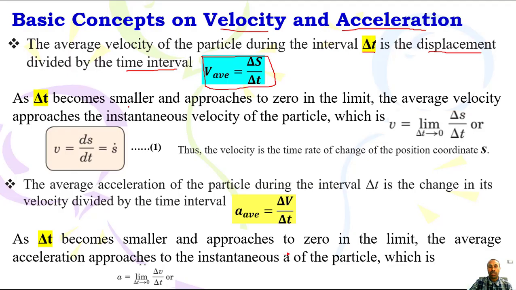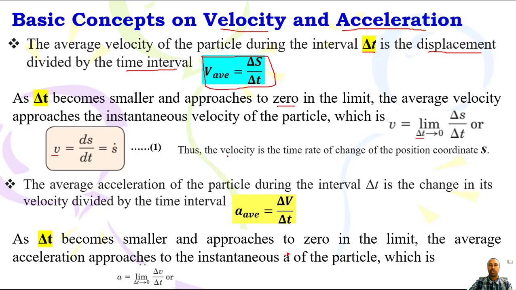As delta t becomes smaller and approaches zero in the limit, the average velocity approaches the instantaneous velocity of a particle, which is given by v equal to the limit as delta t approaches zero of delta s divided by delta t, or ds over dt, which is s dot, the rate of change of distance with respect to time. Or you can say the derivative, or the slope or gradient of this distance equation, will give you the velocity at that time.